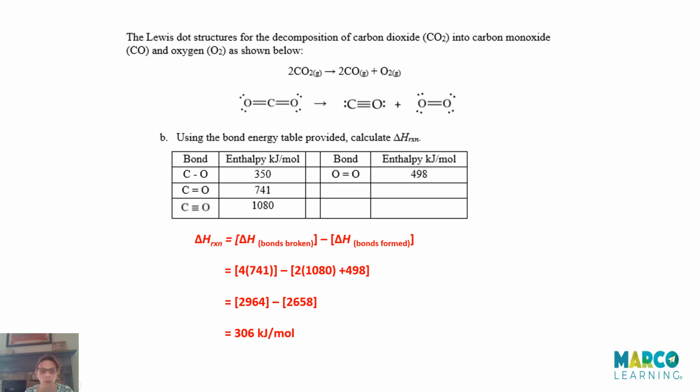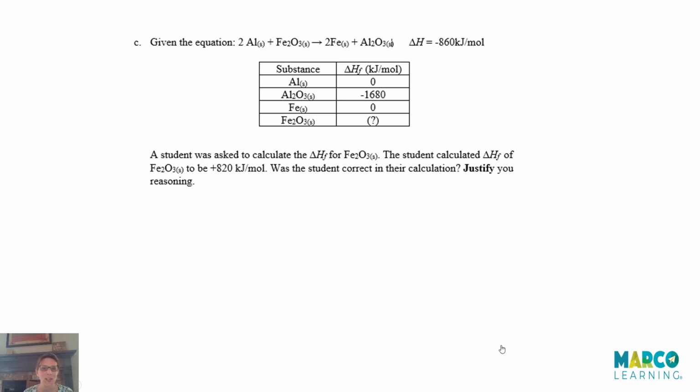And so that's 2 times 1080 plus 498, which gives us 2658. And altogether, that gives us 306 kilojoules per mole of reaction. So we can see that more energy was put in to break the bonds of the reactants than was released when the bonds of the product formed. And so this would end up being an endothermic reaction because we had to put more energy in than we got out. Okay, letter C now.